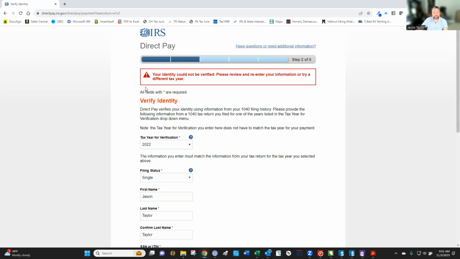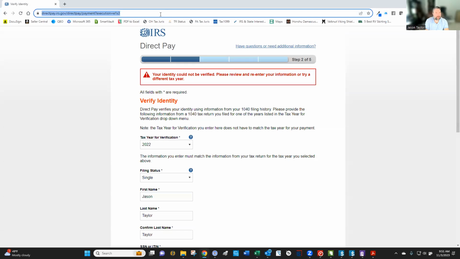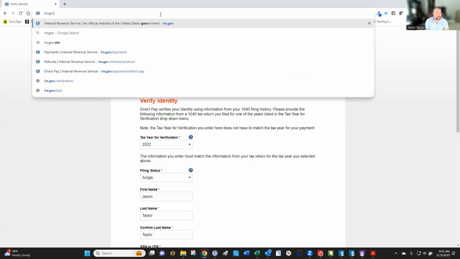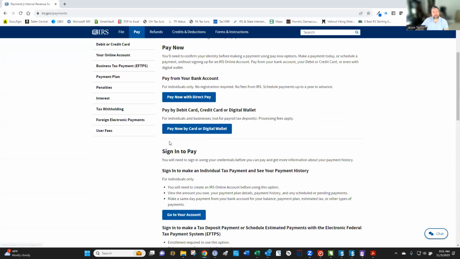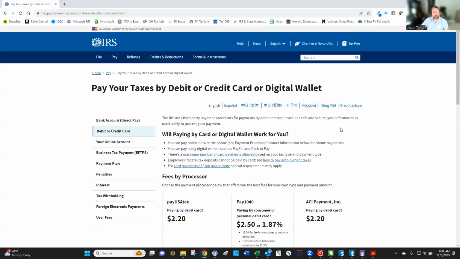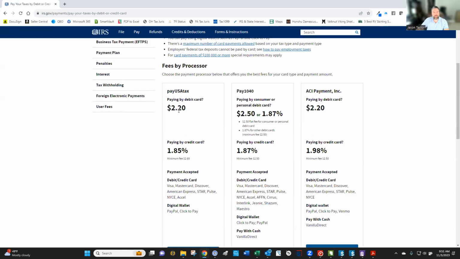But if you do get this error, that means they probably haven't processed your tax return yet, or you transposed a number on your social or something. So just double check your information and try again. And if you continue to get this after you've tried it 1 or 2 times, it's because the IRS is slow. Okay, so then let's go back to the other method, irs.gov/payments. We're going to pick this pay now by card or digital wallet. This is processing through a third-party payer. There are fees associated.